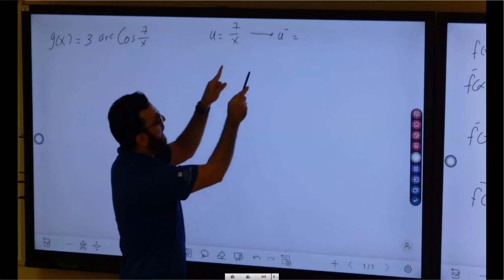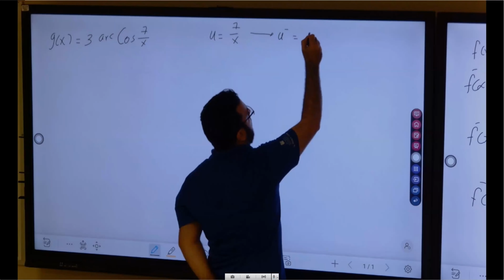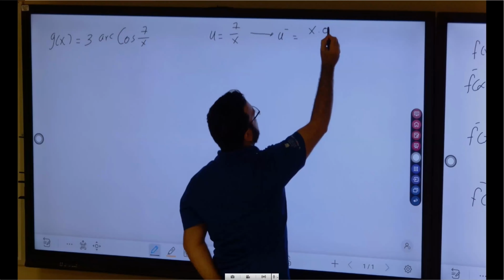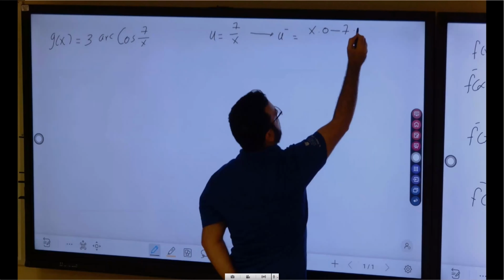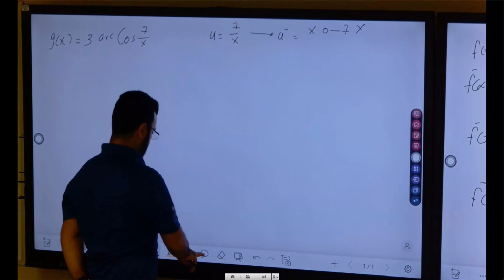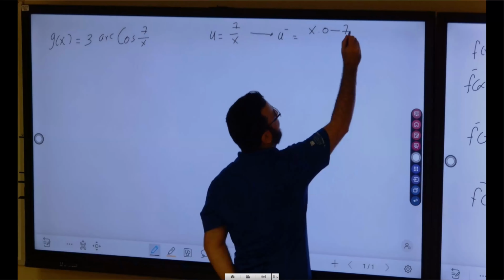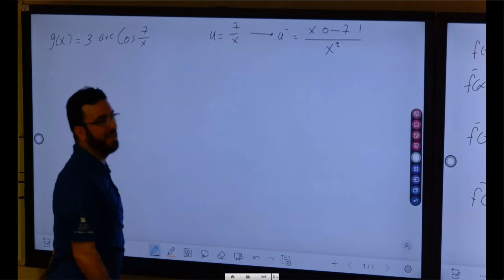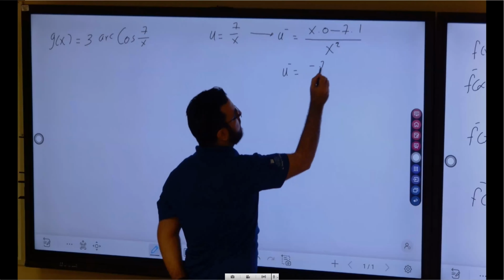So on the side, u prime is going to be the bottom part times the derivative of the top, which is 0, minus the top part times the derivative of the bottom, which is 1. That's why I stopped. So it is negative 7 over x squared. Simplify this one, so u prime is going to be negative 7 over x squared.